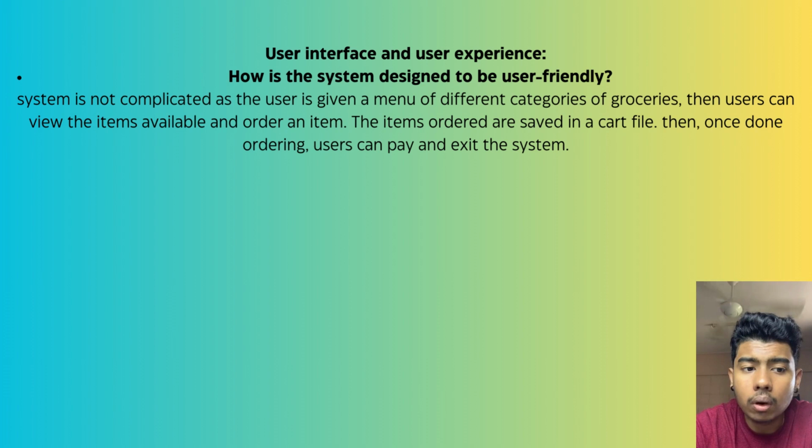The items that are ordered are saved in a cart file and then the user can view their order anytime by selecting option 2. When the user is done ordering, they can pay and exit the system by selecting option 3. Thank you.